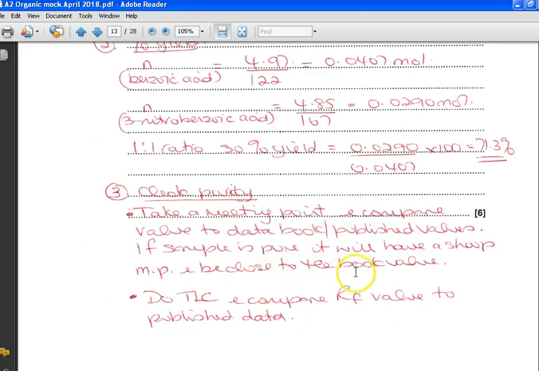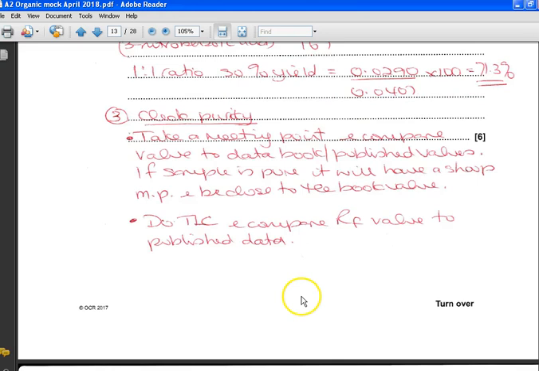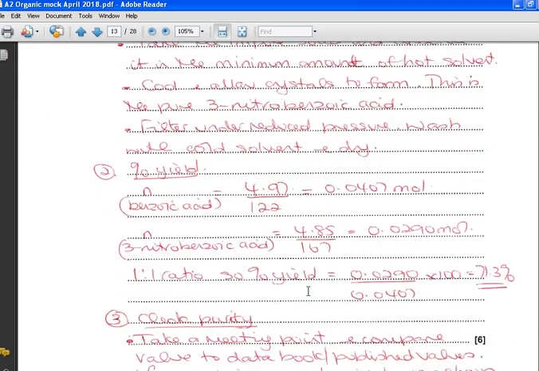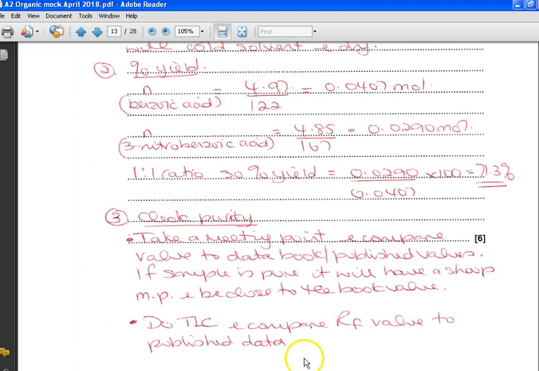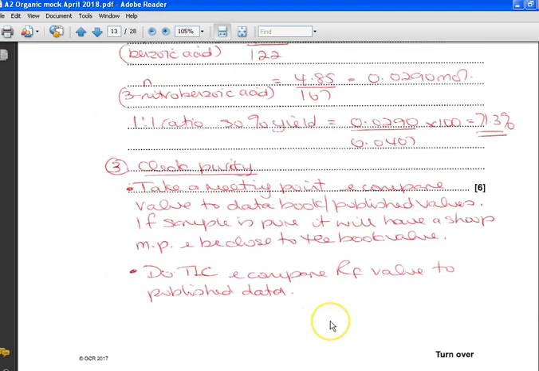If your sample is pure, it will have a sharp melting point. Okay, or you could have said TLC, compare your RF value to published data. Could also have said take a spectrum, an NMR or an IR, but I wouldn't worry about that. Okay, so you've got two options there, how you would check purity. And if you write it out like that, you would definitely get 6 marks, providing you obviously had all the steps in and things.